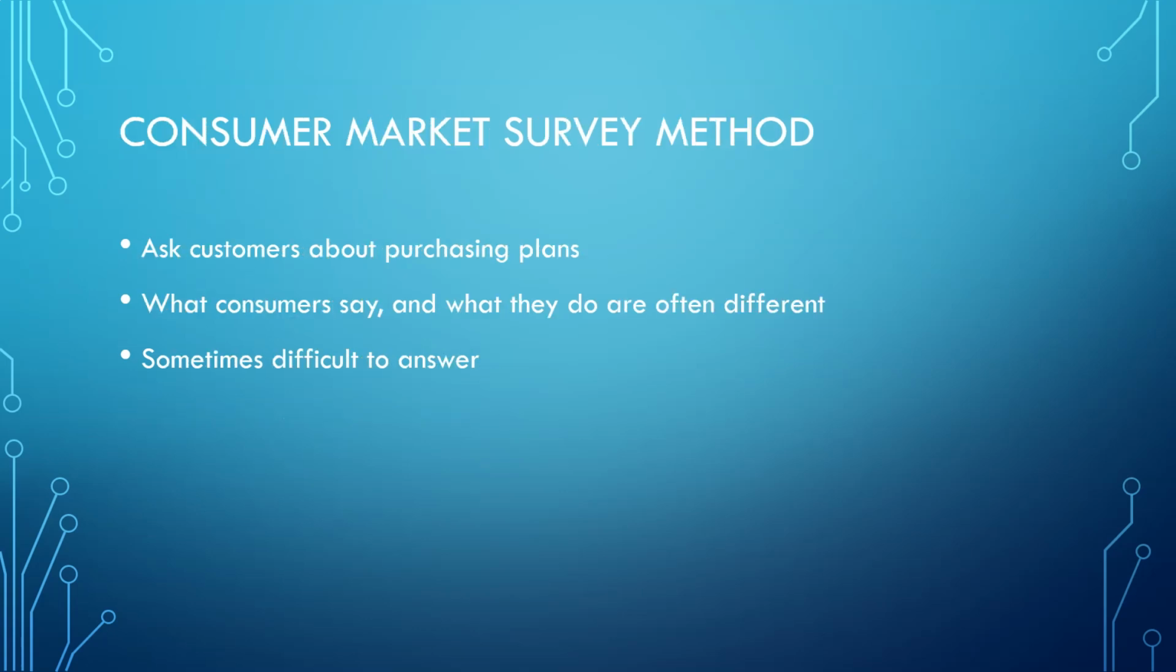The fourth qualitative method uses consumer market surveys and questionnaires to collect customer feedback and capture their future purchasing plans. This method is useful for demand and product design and planning, but what consumers say and what they do are often different. Customers may be overly optimistic or are not able to answer questions regarding their future plans.